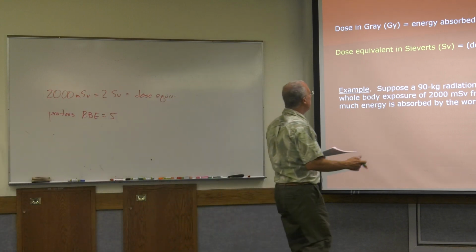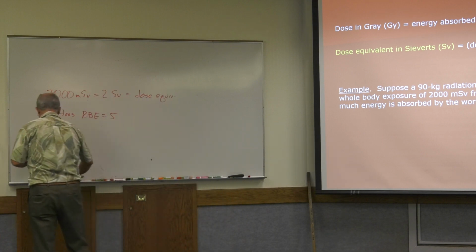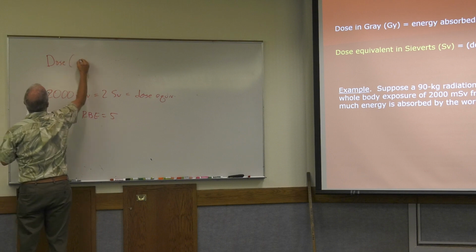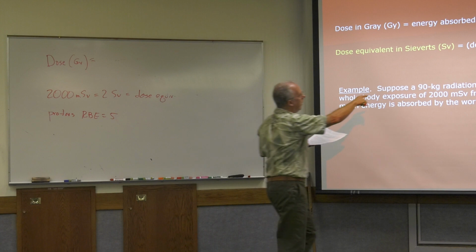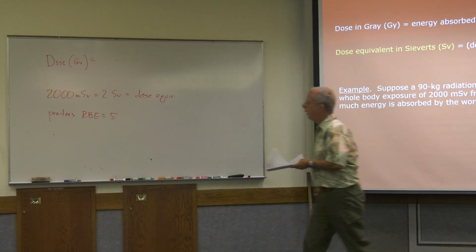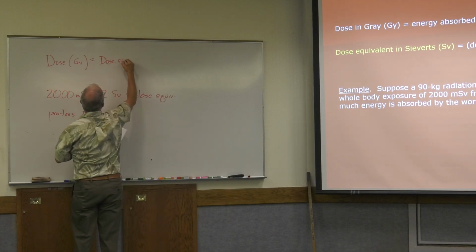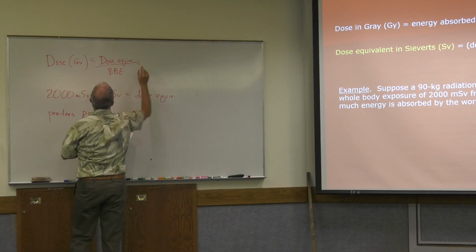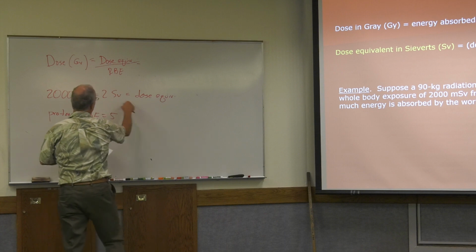Now, what do we want to know? Energy. Energy is dose. So the dose, again in grays, you don't just use this equation. The dose in grays is the dose equivalent divided by RBE. So what's the dose equivalent? 2 sieverts.